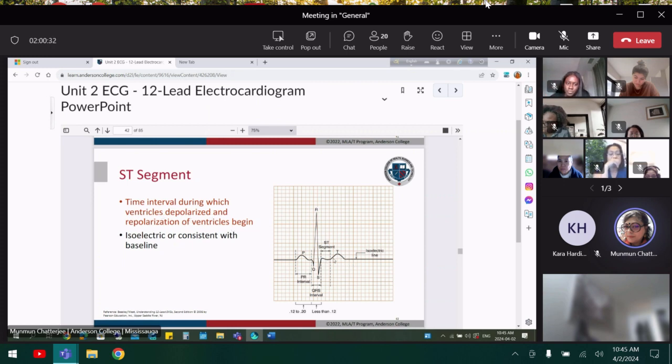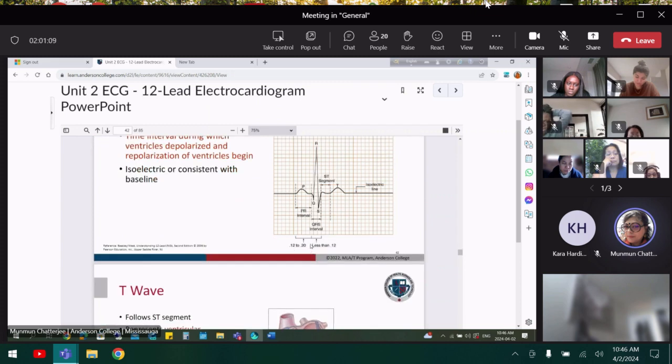This is called the ST segment. At the QRS complex the ventricle is completely depolarized. The ST segment is the junction where the depolarization ends and repolarization begins. And the T wave is the ventricular total repolarization, or the resting phase. Isoelectric is consistent with the baseline always.